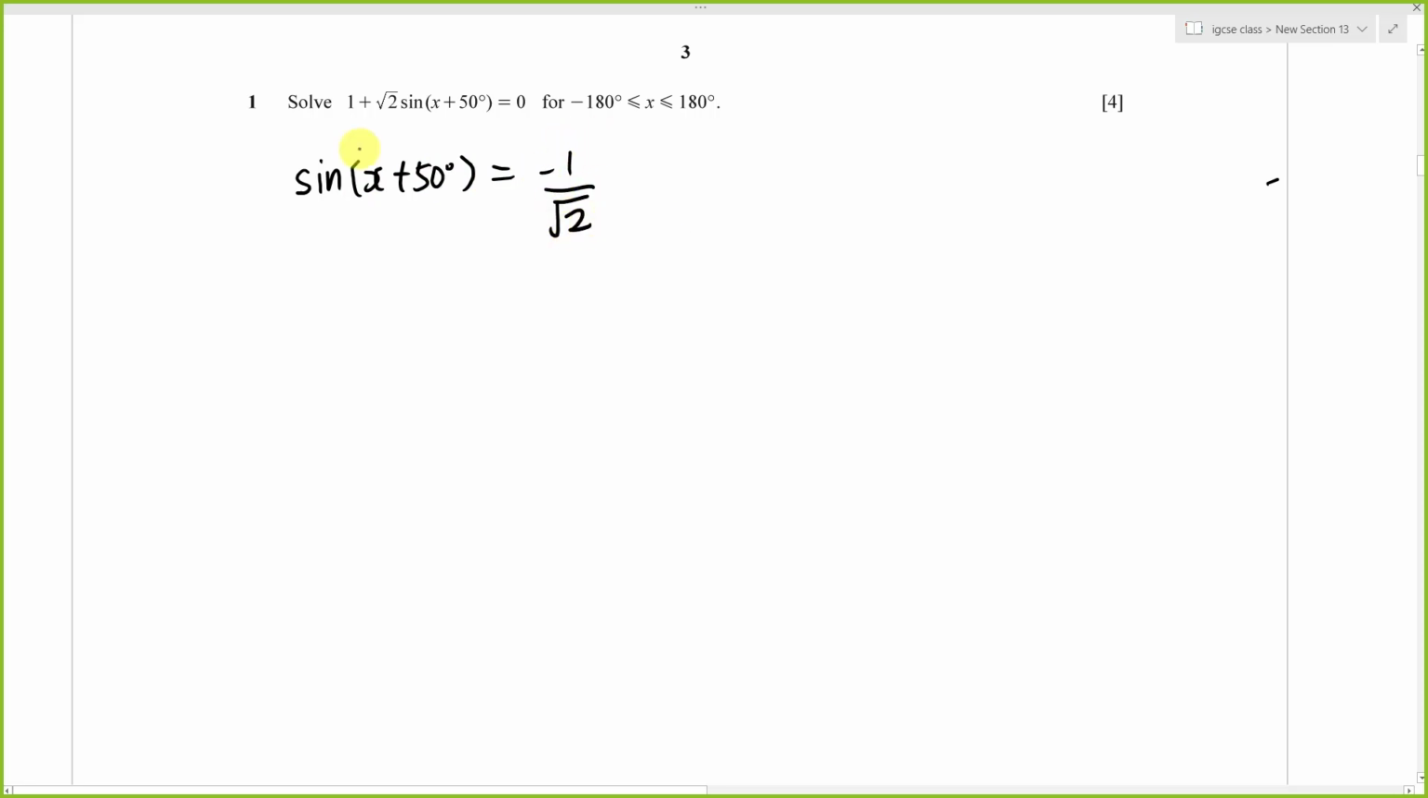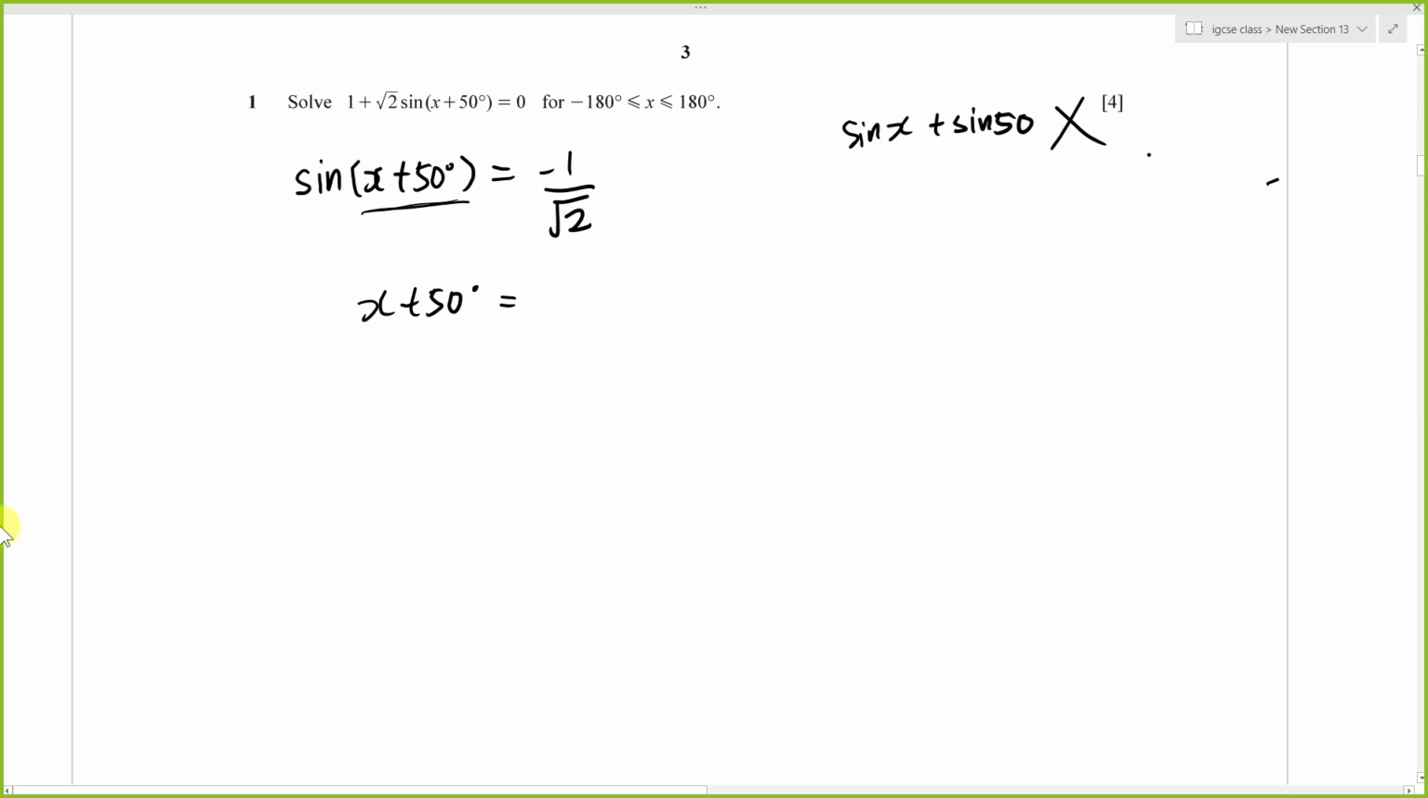Make sure you don't expand the x plus 50, because lots of you will accidentally expand it into something like sine x plus sine 50. Then the whole question is wrong already, no need to continue. Just remember, no matter sine, cos or tangent, you cannot expand the bracket. It's not like algebra, because this whole thing is one angle. Alright, then we need to move our sine to the other side, becoming sine inverse for the whole angle.